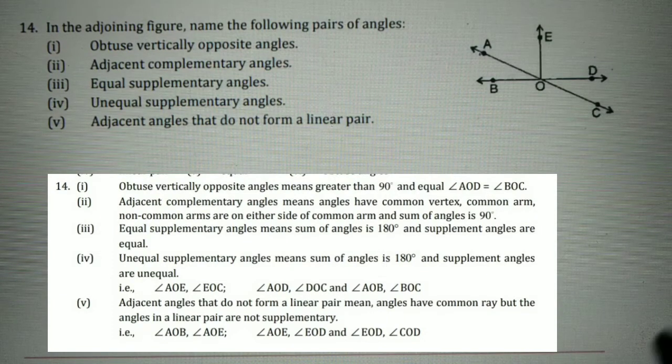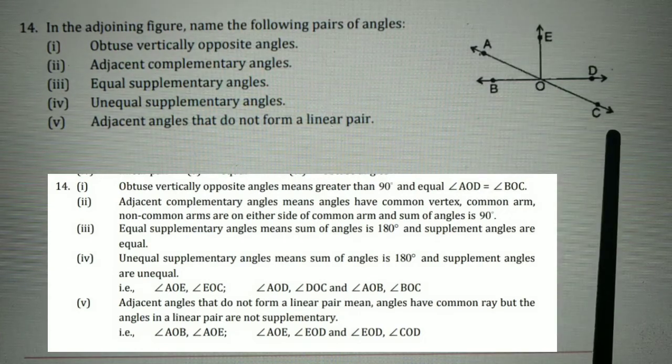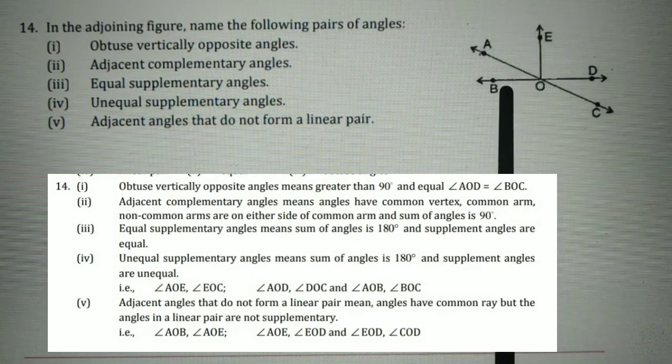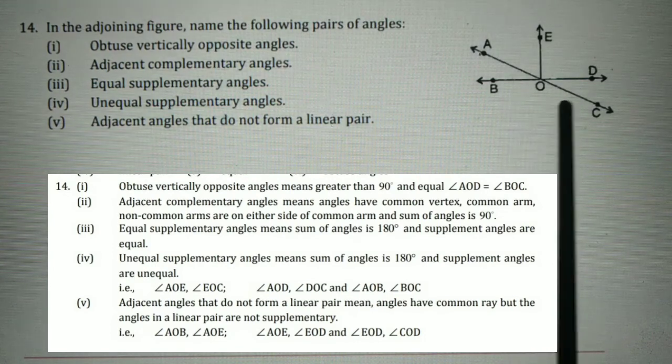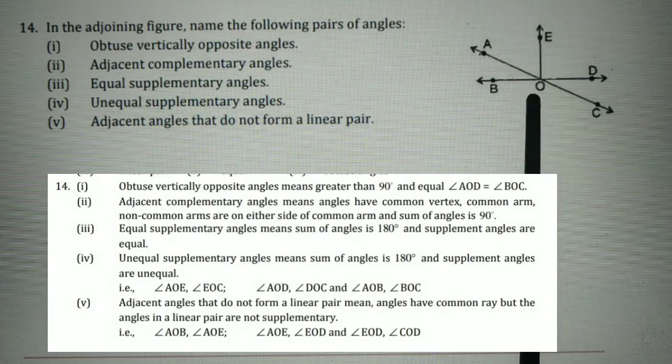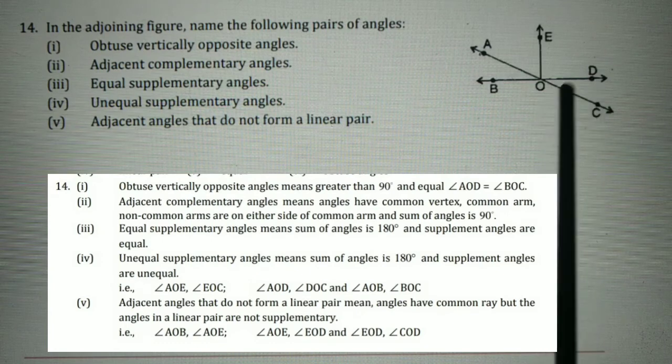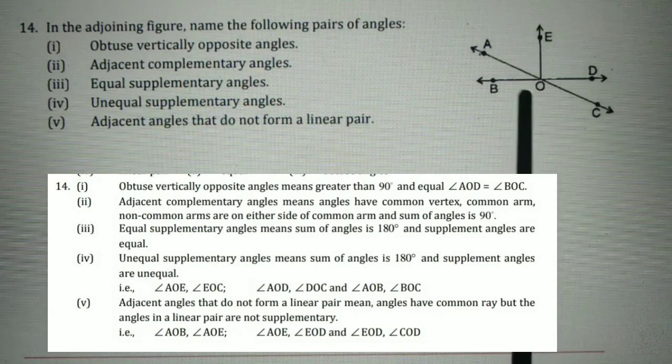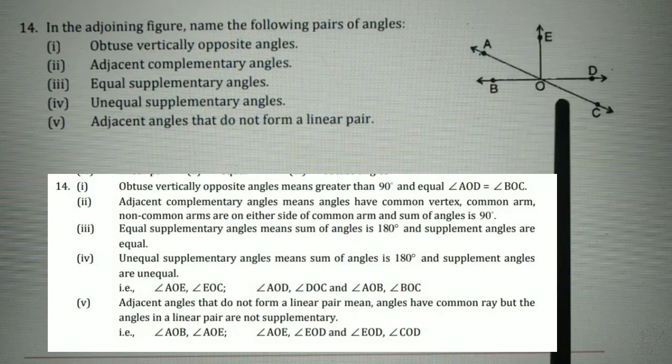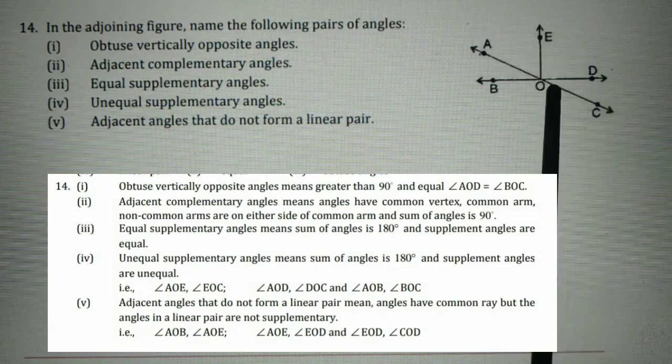Next, the fourth part: unequal supplementary. Supplementary means the total sum of two angles must be 180, but they are not equal. That is the pair BOC and COD. You can see BOD in total, this line is 180 degrees. Now these two angles are adjacent and their sum is 180 degrees, but they are not equal. You can see BOC is obtuse and DOC is an acute angle.